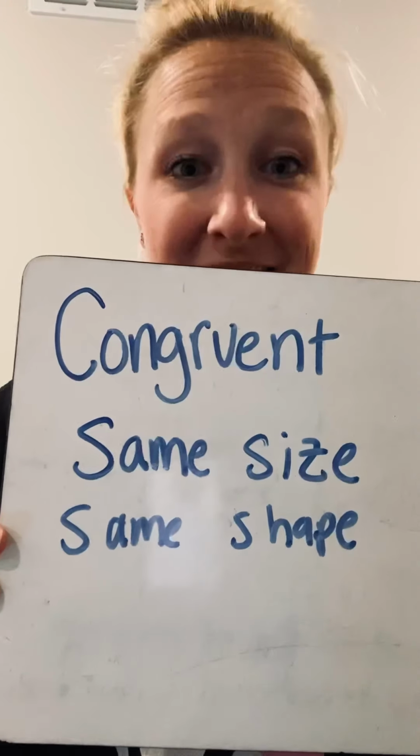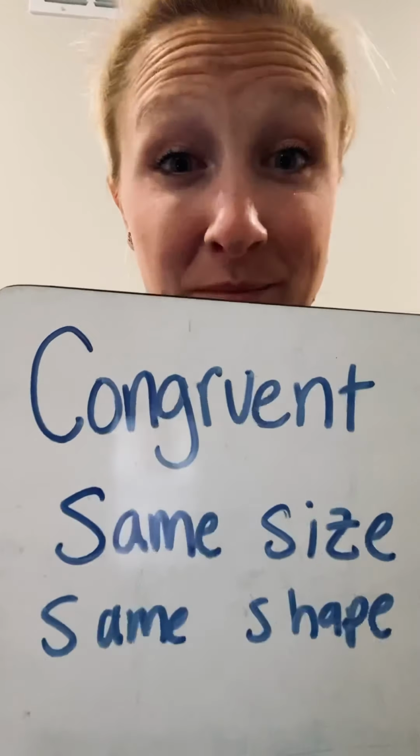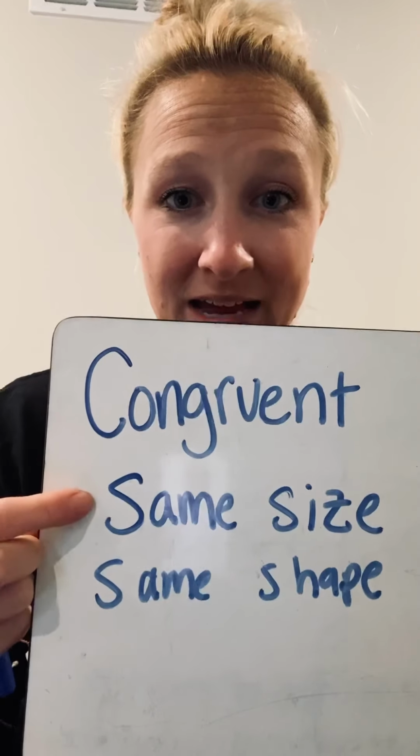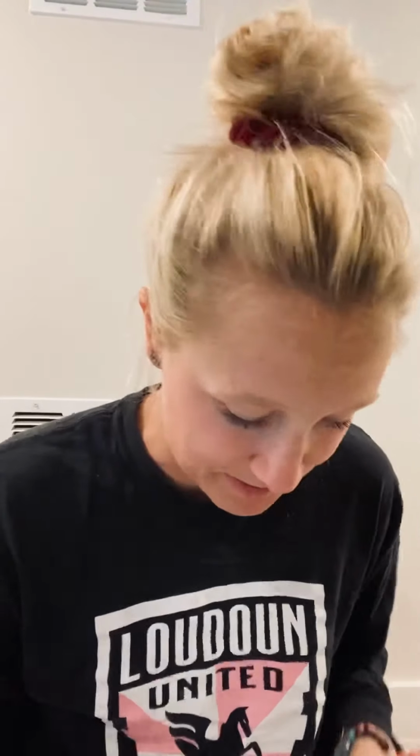They need to be exactly, now again, my drawings today are not going to be exact, that's okay, exactly the same size, same shape. To be congruent, they must be the same size, same shape. You might be thinking to yourself, okay, how easy is that? It's just literally two shapes next to each other.